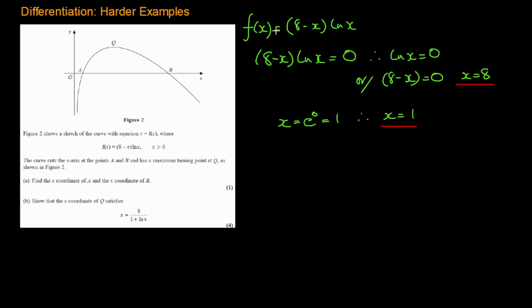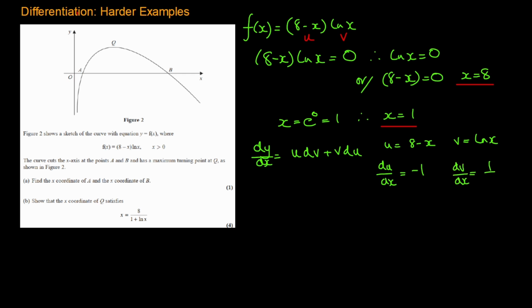We've got f(x) here at the top, and I'm going to call this bit of the function u and this v. And the product rule states that dy/dx equals u dv/dx plus v du/dx. So we need the differential of both of these. So let's set up a table. u is equal to 8 minus x, and v is equal to ln x. The differential of u, du/dx, is -1. And dv/dx is 1 over x.